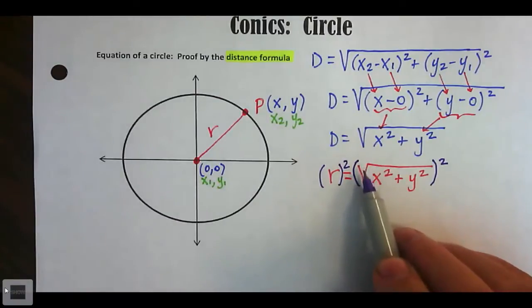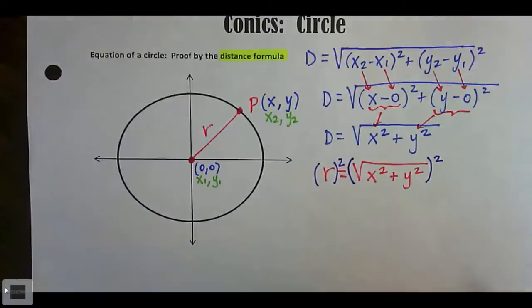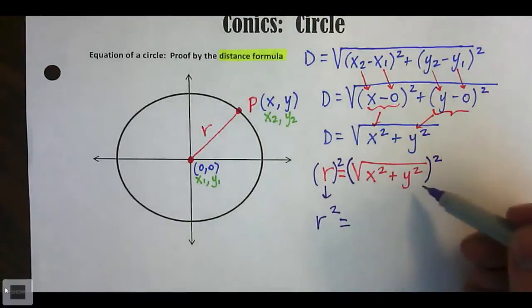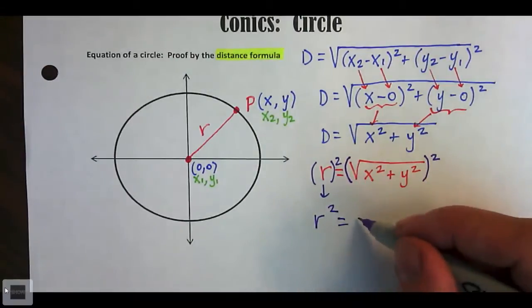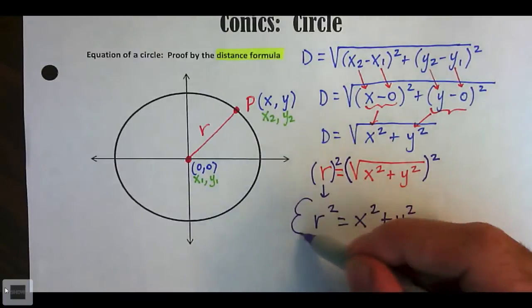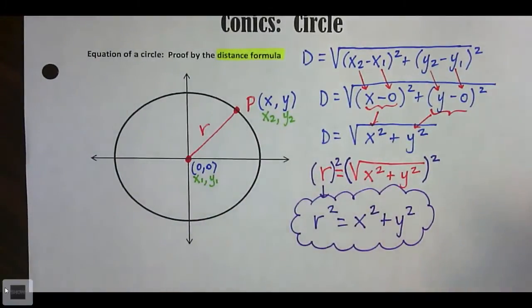Remember, it's understood to be a little 2 right here. And since this is a square root, we square both sides. This becomes r squared, and when you square a radical, the radical disappears and it's x squared plus y squared. Here is the equation of a circle done, the proof by the distance formula. So again, I wanted to show you where that came from. I don't want to just give you an equation without showing you where it originated from.